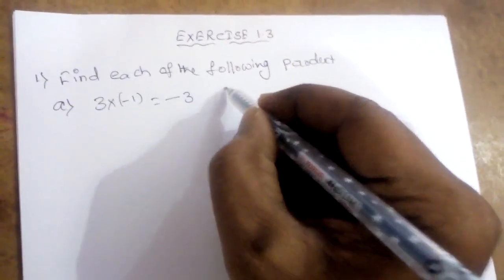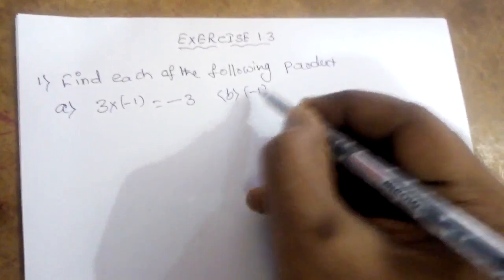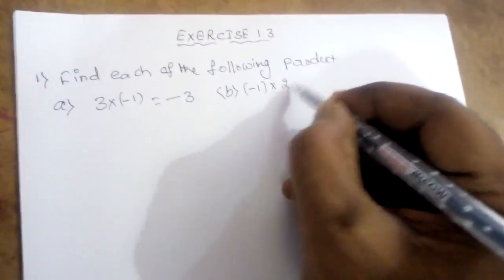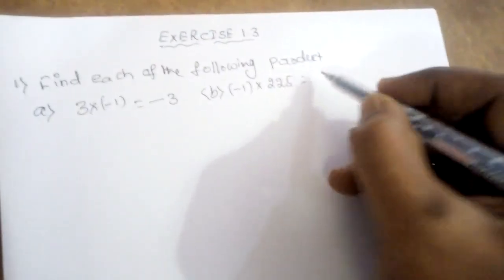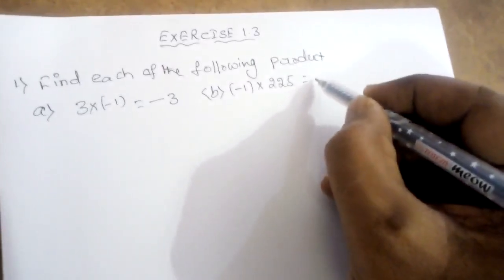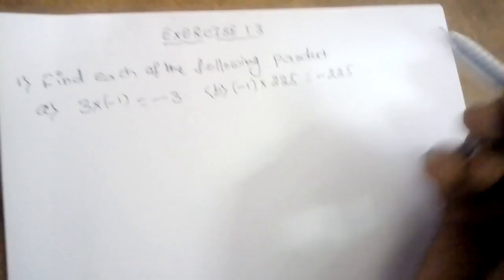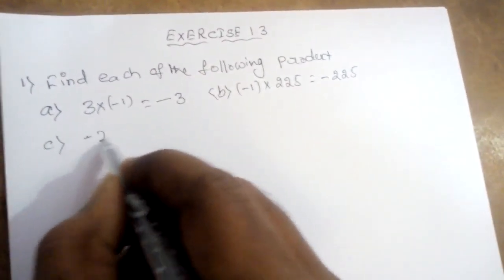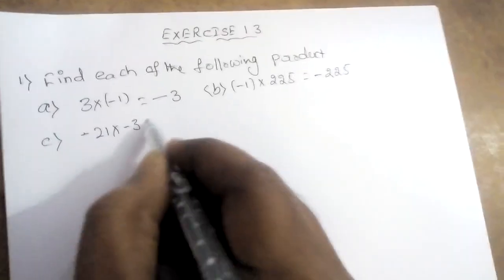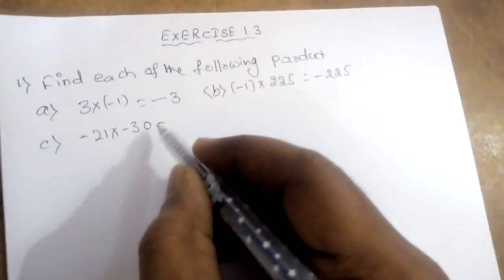Next, B question. What is given in the B question? Minus 1 into 225. This is also the same thing. Go to the signs first. Here minus into plus is minus, and 225 into 1 is 225. Next, C question. Minus 21 into minus 30. That equals to, here also go to the signs of multiplication first. Minus into minus is plus, 21 into 30.